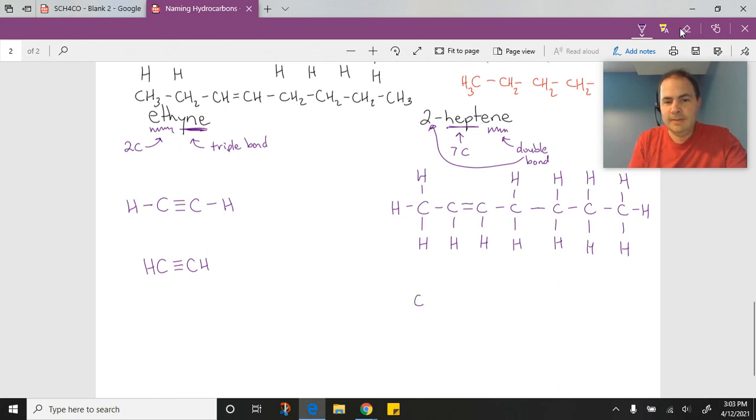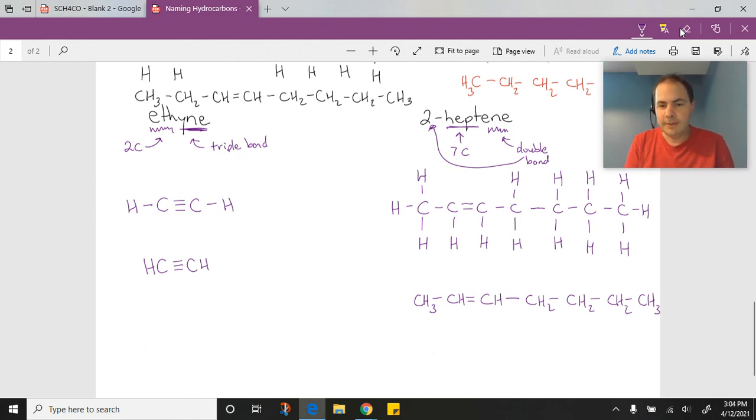Again, if I did this condensed, I'd probably start with just my carbons. Again, give some space between your carbons so that you've got the space to draw the hydrogens in. And there's my 7 carbons. So I'm going to have CH3 there, CH, CH, 2 hydrogens, 2 hydrogens, 2 hydrogens, 3 hydrogens. So there's my condensed diagram.